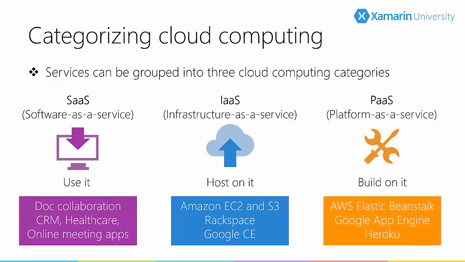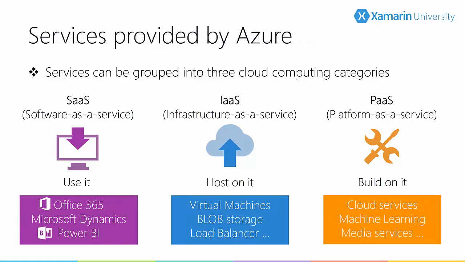So some examples here include things like Google App Engine and Amazon Web Services, where you build the app and you run it on their platform, which manages the execution of your app. And Azure is the only one that actually crosses all three of these categories today.